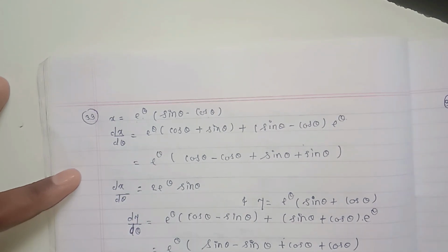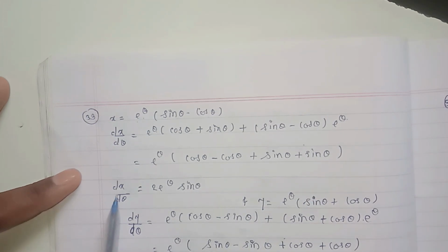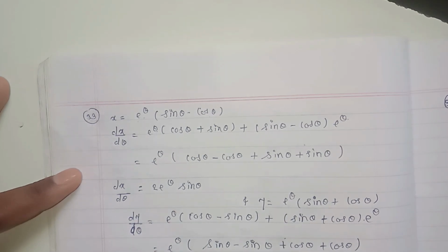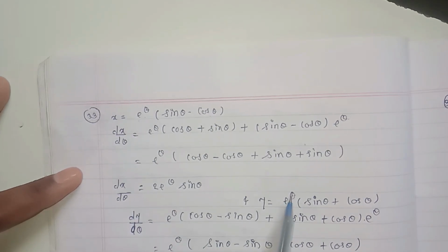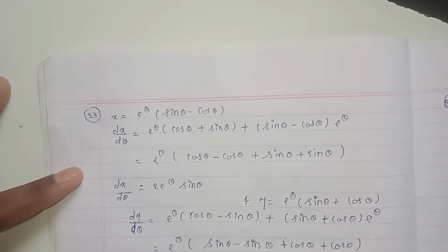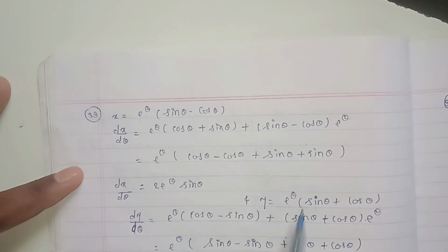So we have the example solved. The last target is, we just need to find the value for dy by d theta, as we did for dx by d theta. So similarly we have to follow the same for dy by d theta. Now here y is equal to e raised to theta under bracket sine theta plus cos theta. Now differentiate y with respect to theta, so dy by d theta, and differentiation here again applies the product rule. So the u into v form is there, exponential into trigonometric.